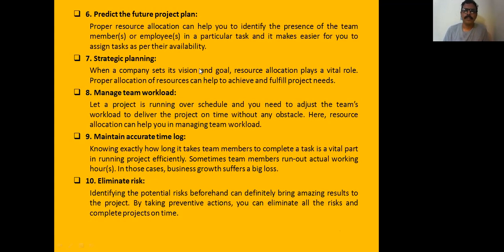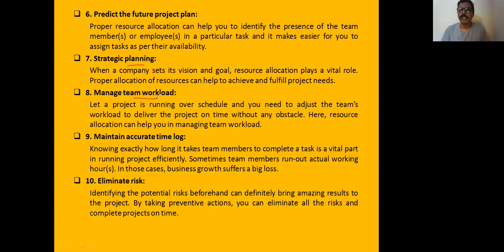Next, predicts the future plan. Means the resources are allocated in such a way that it is purely based upon the estimated plan, estimated budget, estimated revenue planning, and other things. Next, it is strategic planning. Resource allocation is not a short-term process. Resource allocation is a long-term process. It fulfills all the project needs of the organization.